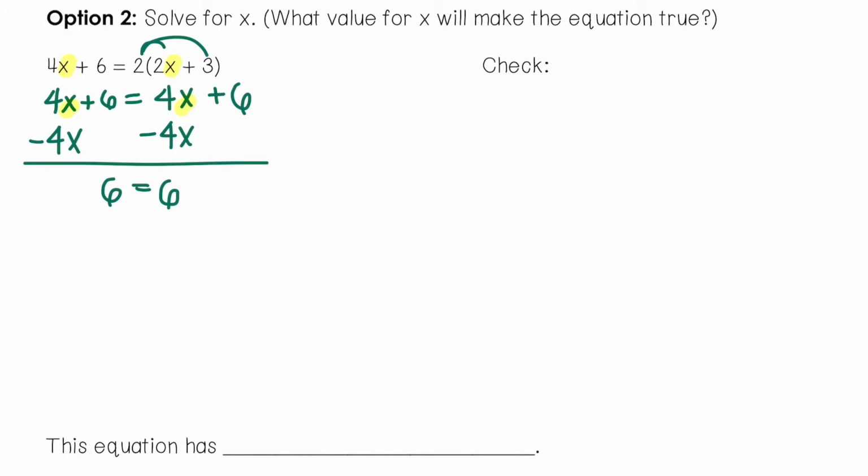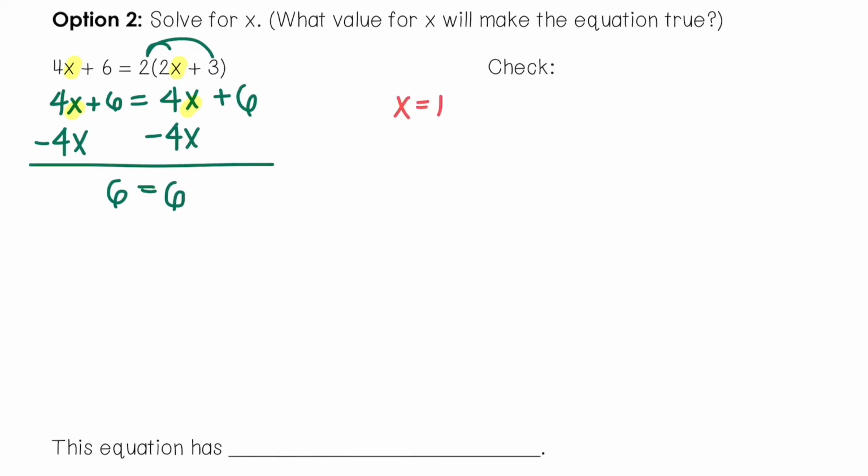It is always true that 6 is equal to 6 because they're the same number. And so what that tells us is that it doesn't actually matter what number we plug in for x, because if we take some number, multiply by 4 and add 6, and compare that to the same number, multiply by 4 and add it to 6, we're going to get the same answer. It's just going to be the same number is equal to the same number.